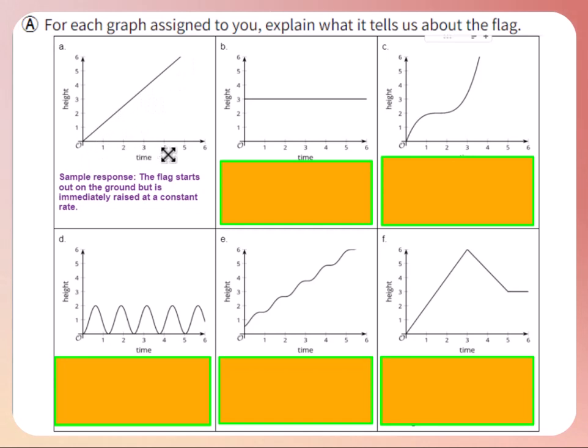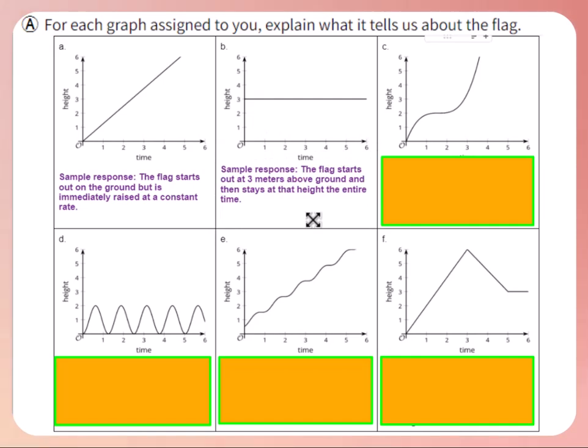Maybe 1, 2, 3, 4, 5, 6 is in terms of minutes. It's not explicit enough. It doesn't explain that here. But this is time. Time is always going to be our x value, and our output is going to be height. All right, for graph B, when we start, the flag is not on the ground. It's at 3 feet, and it stays constant.